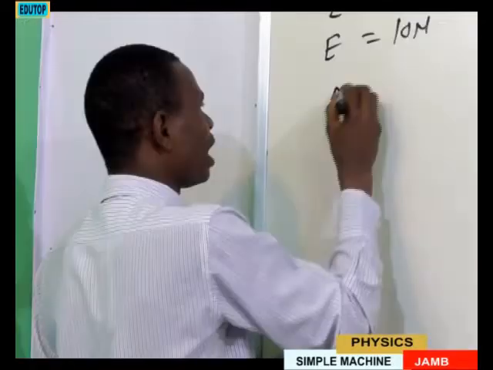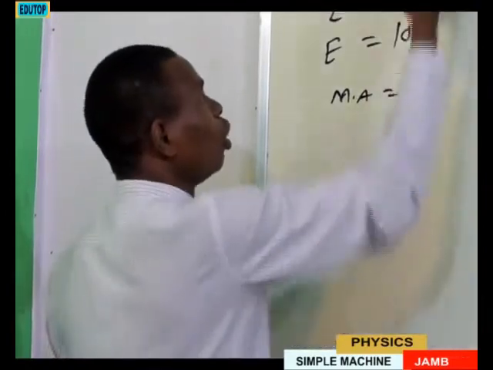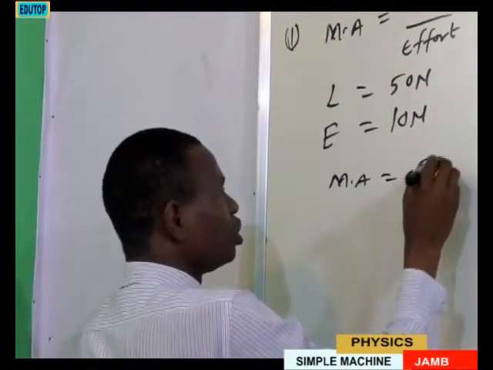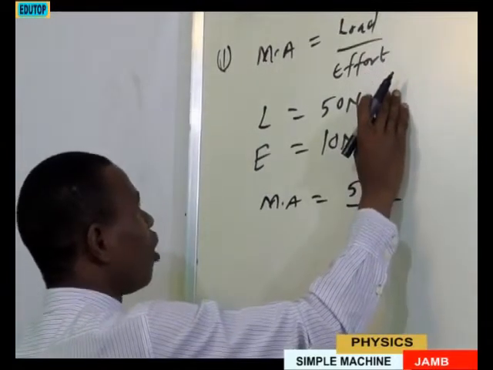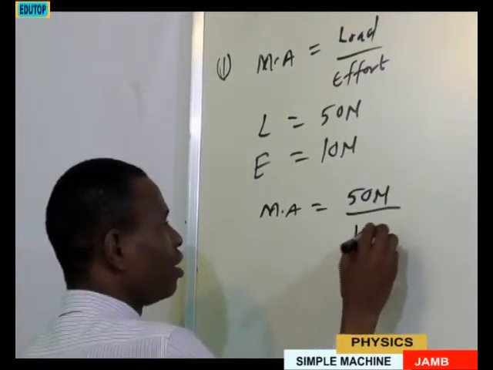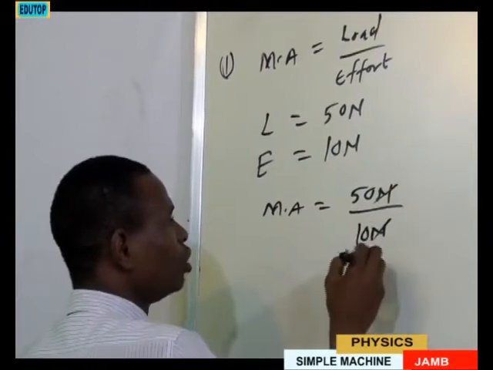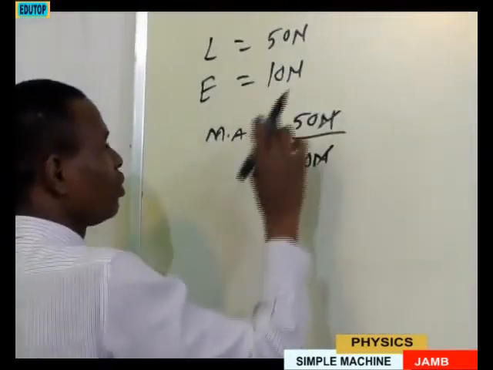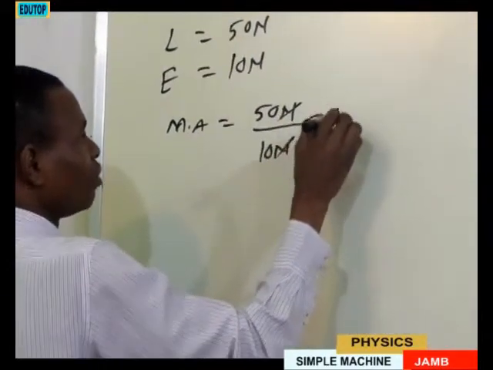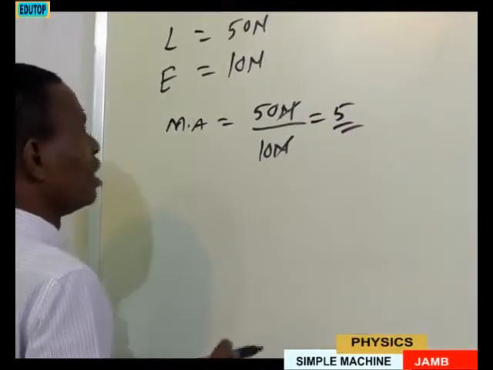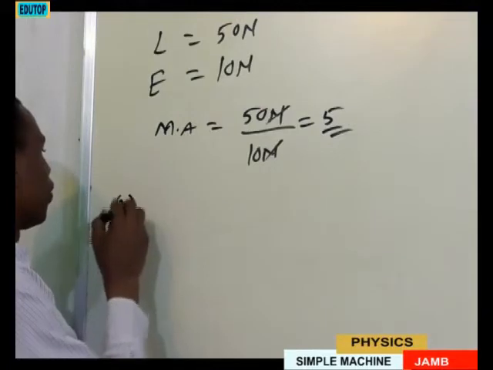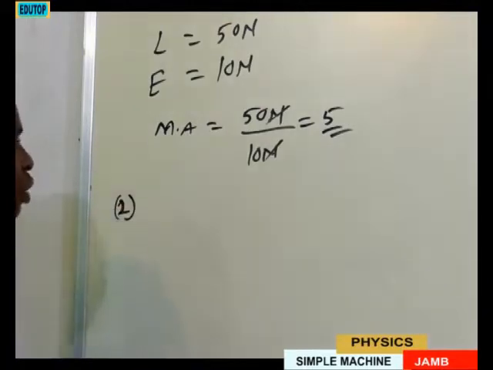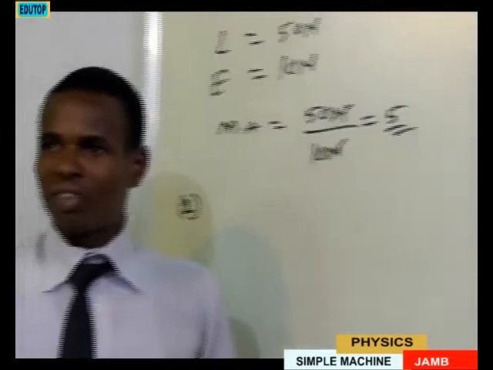Straight away, mechanical advantage will be equal to load, which is 50 Newton, divided by the effort, which is 10 Newton. Newton cancels Newton, then 50 divided by 10, we are having 5. And that is the simple solution to question number 1. 5 is the value of mechanical advantage.